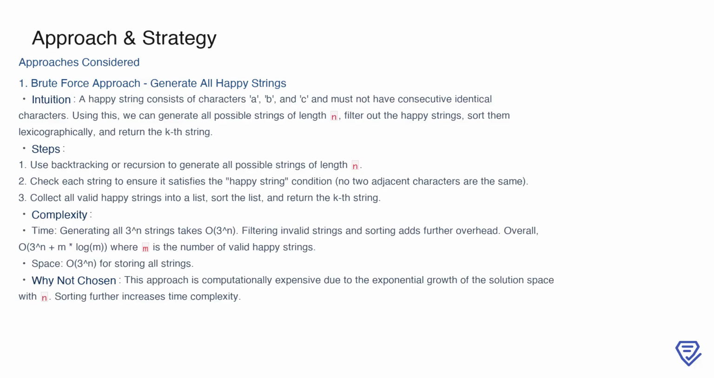While this method is straightforward, the computational cost is significant. Generating all possible strings takes 3 to the power of n time, and the additional steps of filtering and sorting add further overhead. This results in a total complexity of 3^n plus m log m, where m is the number of valid happy strings. Moreover, the space requirement is also exponential, as we need to store all generated strings. Due to this inefficiency, especially for larger values of n, this approach is not practical for our needs.